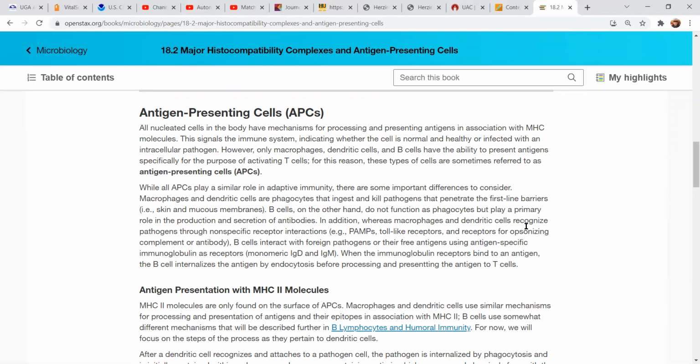Macrophages and dendritic cells are phagocytes. They are part of our innate immune system. B cells are not phagocytes. Remember, they produce antibodies. So the macrophages and dendritic cells can directly attack the cells, directly phagocytize them. But B cells secrete antibodies, alerting the rest of the immune system that there is an issue.